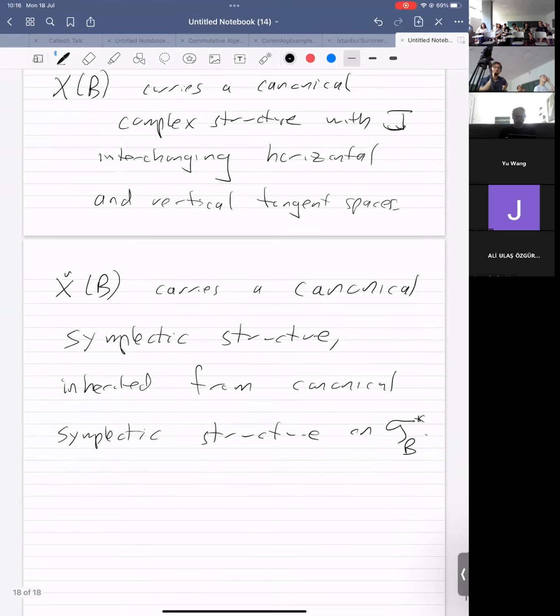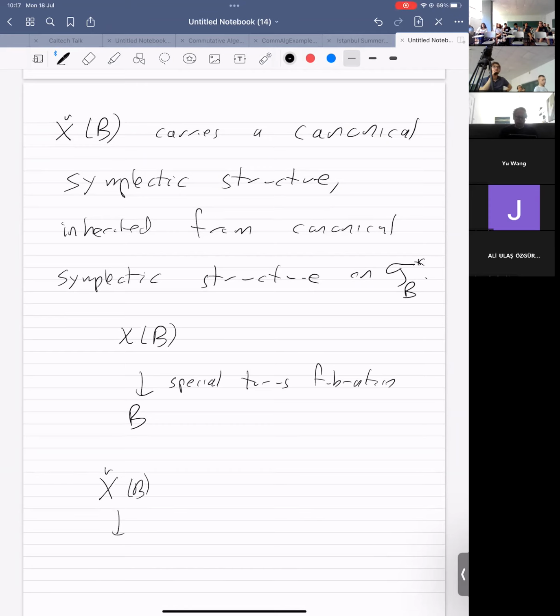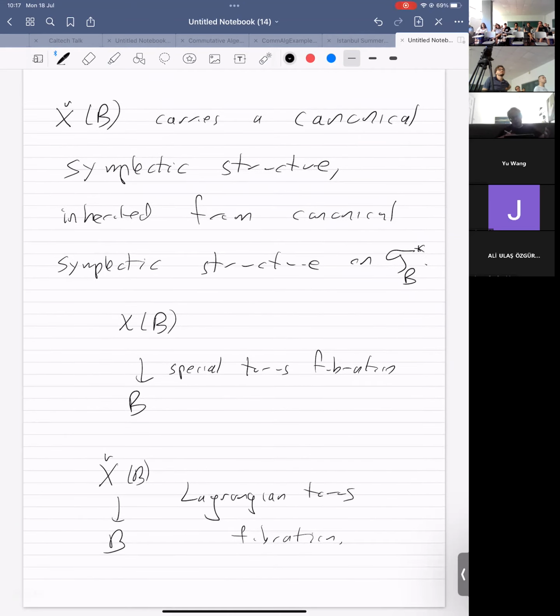Okay, so the picture is now basically half of the SYZ conjecture. With X(B) down to B, this is a special torus fibration, and X check of B down to B is a Lagrangian torus fibration. And now, having forgotten half the structure on each side, life becomes quite a bit easier.